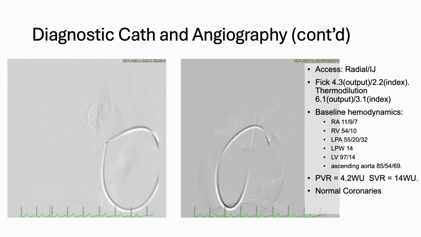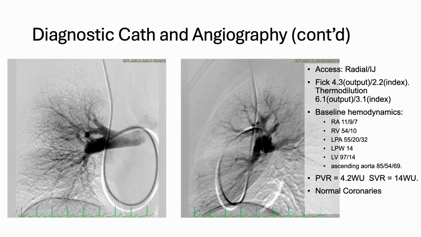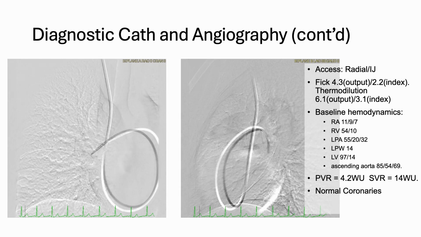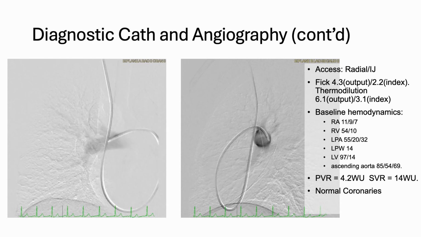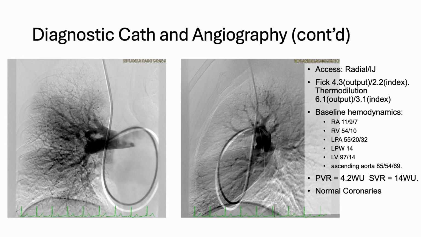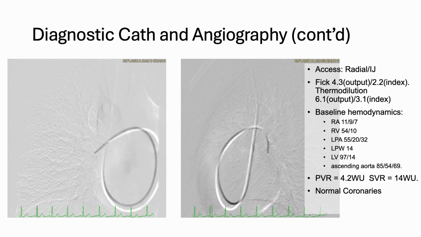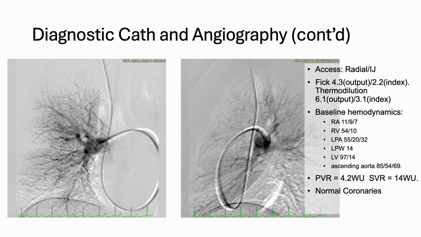Then when we look at the right pulmonary artery, again, on the left side of the screen, you see the AP view, which really gives you a sense of multiple areas of reduced perfusion. And anatomically, on the right side of the screen, you see the lateral view, which actually shows you that the entire lower lobe is absent in terms of perfusion. So there's a chronic occlusion there.